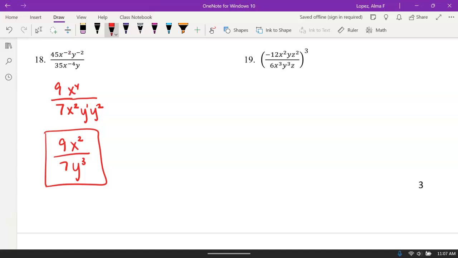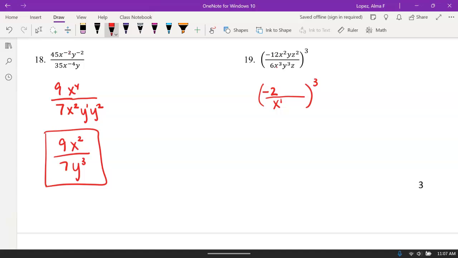Now, number 19, our last one, we're going to get to clean up the inside first. Deal with the exponent. Negative 12 over 6 is negative 2. I've got x squared over x to the 3rd. I use my quotient rule, x squared over x to the 3rd, subtract, keep it where the larger one is. So I've got an x to the 1 on the bottom.